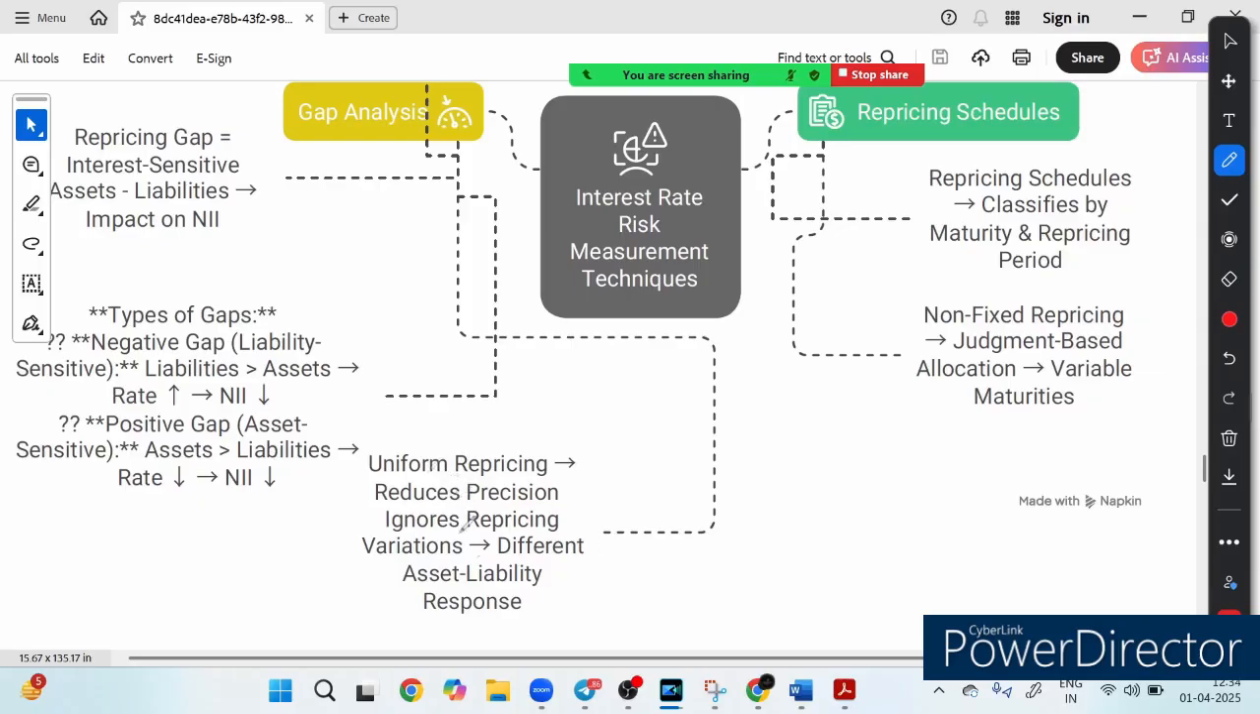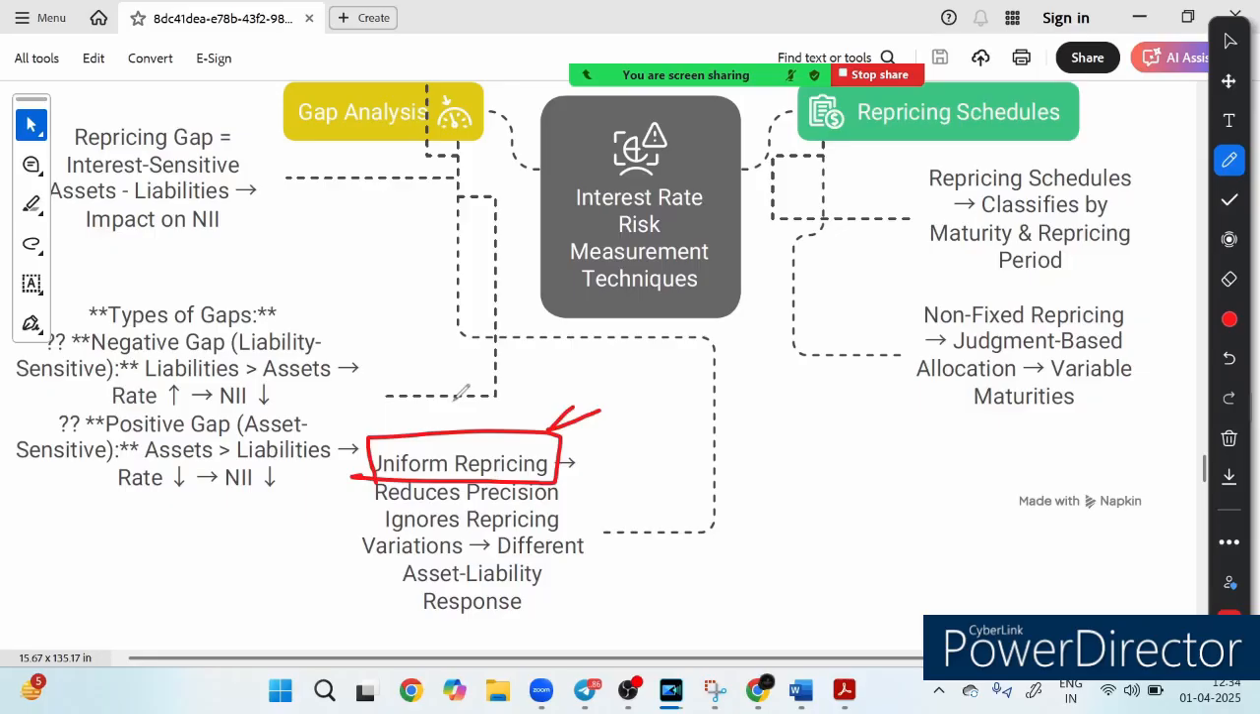It assumes uniform repricing. This gap analysis assumes that repricing is uniform. It reduces precision. Yes, obviously, since we assume that repricing is uniform for assets and liability, it reduces our precision. This is one of the major limitations of gap analysis. So in a single slide, I am providing you every kind of information that is required for your examination, right?